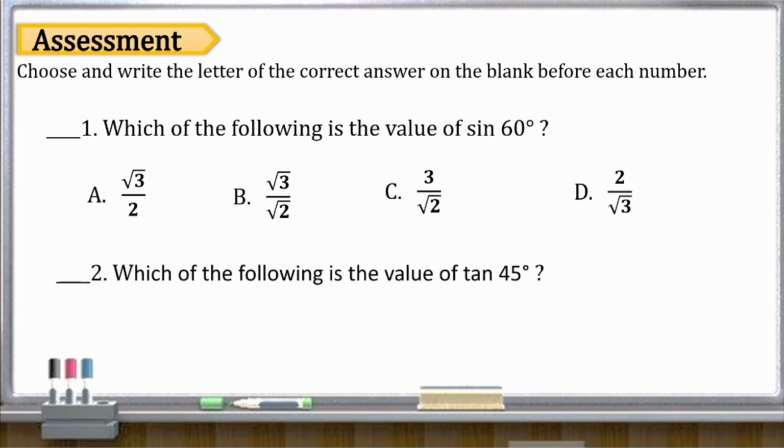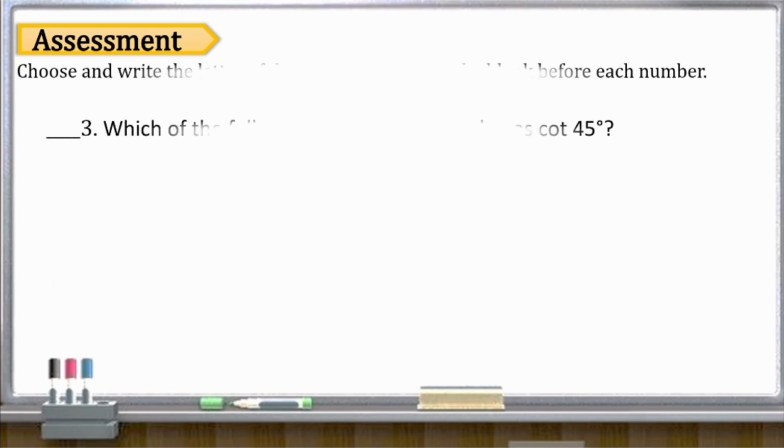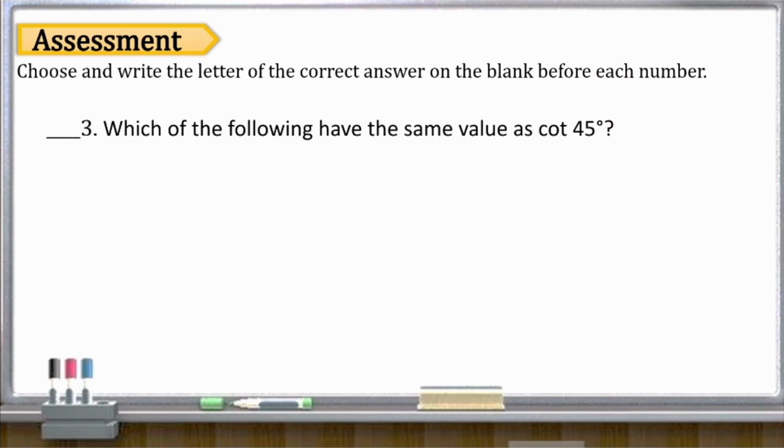Next, number 2. Which of the following is the value of tangent 45 degree? Letter A, 3. Letter B, 2. Letter C, 1. And letter D, 0. Next, number 3. Which of the following have the same value as cotangent 45 degree? A, sine 45 degree. B, cosine 45 degree. C, cosecant 45 degree. D, tangent 45 degree.